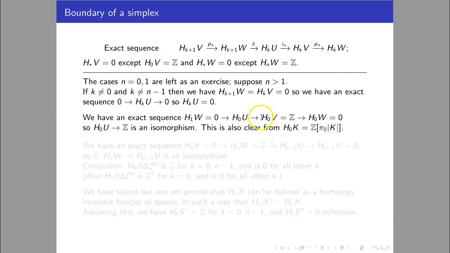We proved that for any abstract simplicial complex K, H0K is the free abelian group generated by the path components, and because n is at least 2, it's easy to see that the boundary of the simplex is connected. As pi 0 has only a single thing, H0K is just Z. That's another way to see this result here.